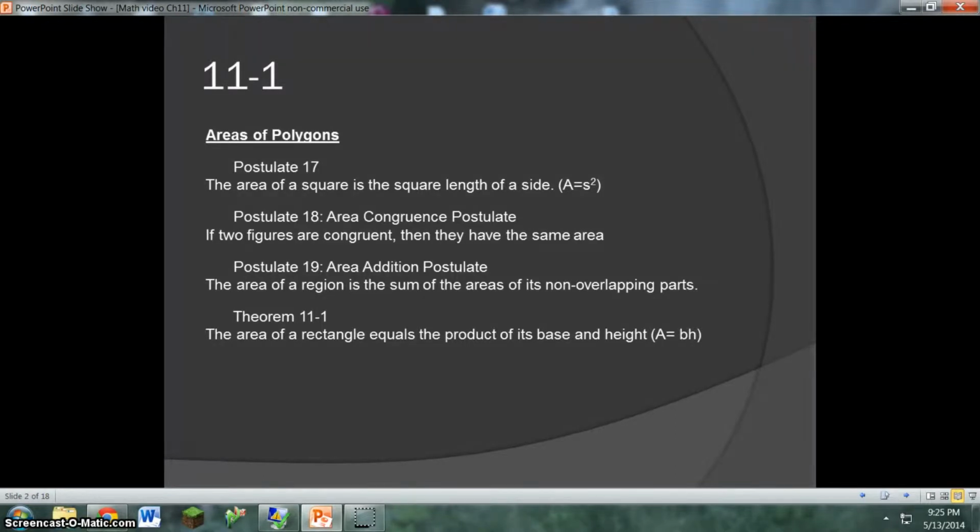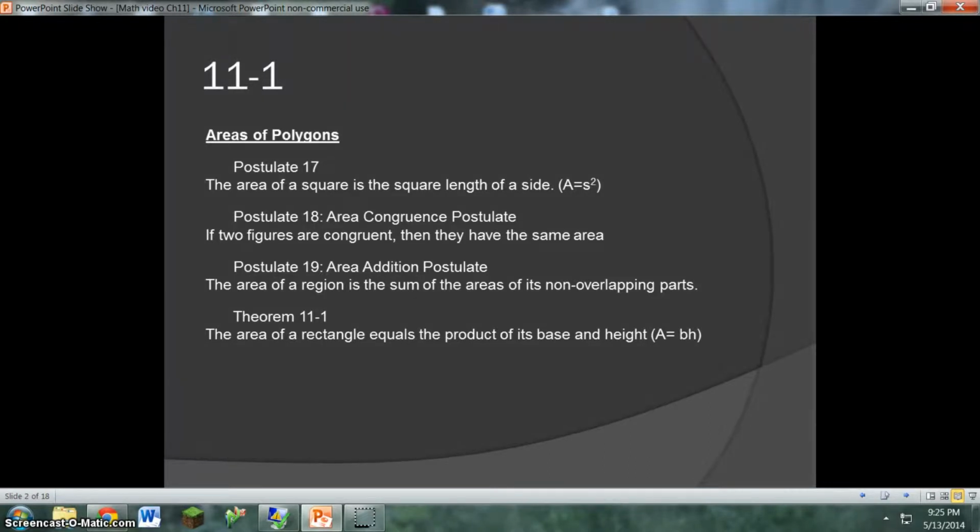11.1 Areas of rectangles. Postulate 17. The area of a square is the square of the length of a side. Postulate 18, Area congruence postulate. If two figures are congruent, then they have the same area.